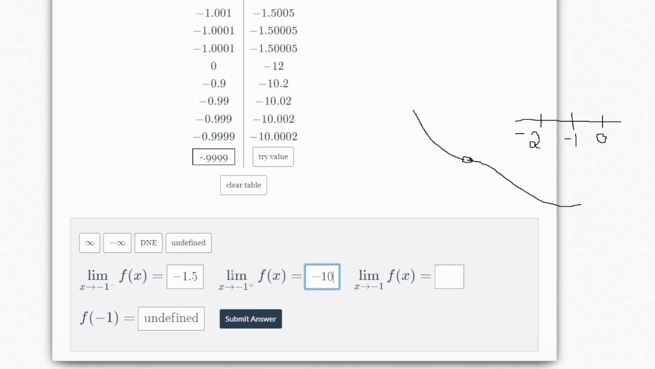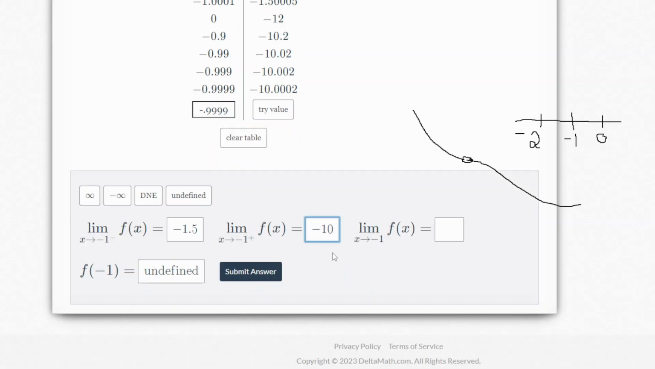So because this is approaching negative 1.5 from the left and this is approaching a different y value from the right, I have a function that is going to be doing something like this, where there's a jump here to here. So the overall limit at negative 1, the general limit, we would say is DNE, does not exist.